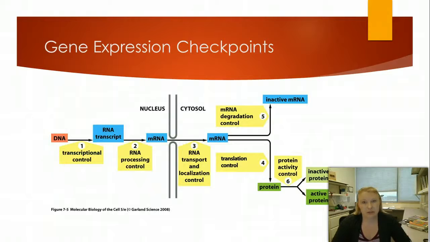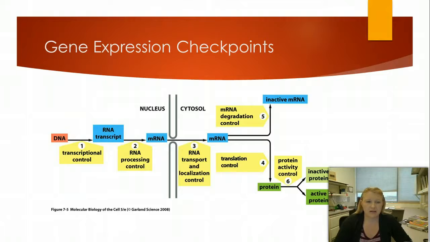So, gene expression checkpoints. As we talked about in the last topic, there are numerous expression checkpoints to help ensure that the genes are being processed properly and that the cell hasn't gotten out of control. You can see all 6 of them here, and I expect you to understand and be able to discuss this graphic. This is a key graphic in this unit, so make sure you understand that.